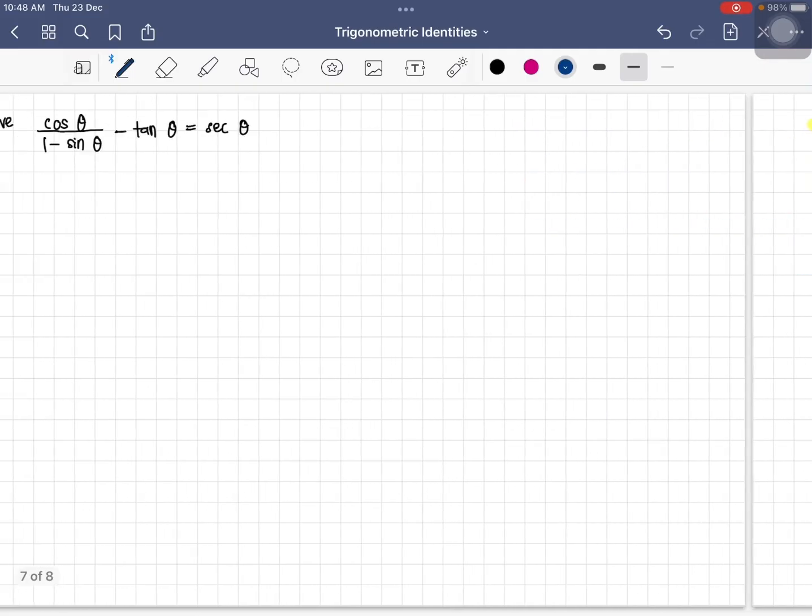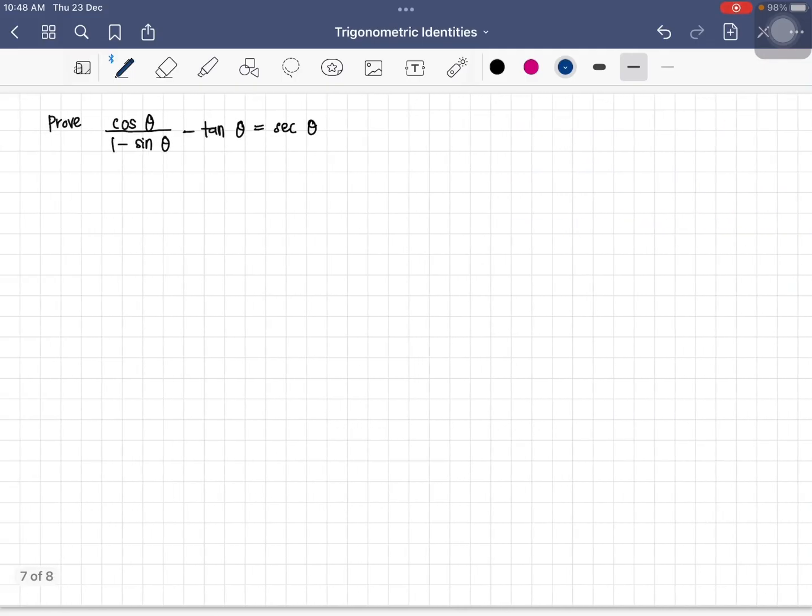All right, before I proceed with the half-angle formula, suppose we have this one. So what should we do? We should convert this tangent theta into sine theta over cos theta. So let's just try. I'm going to write cos theta over 1 minus sine theta minus sine theta over cos theta.